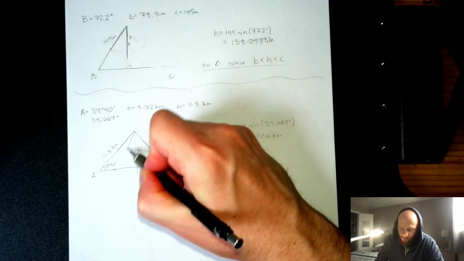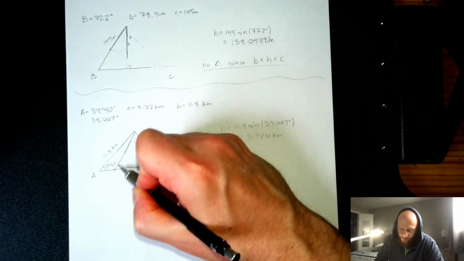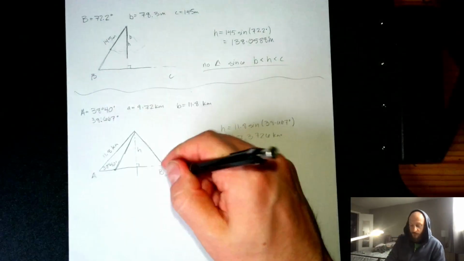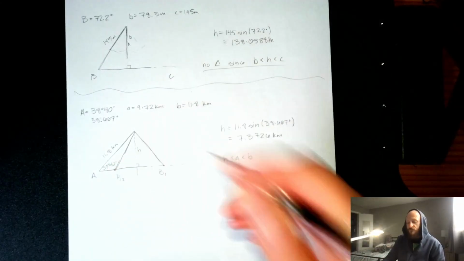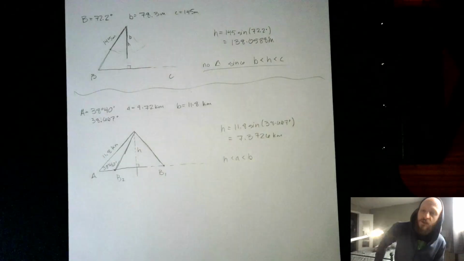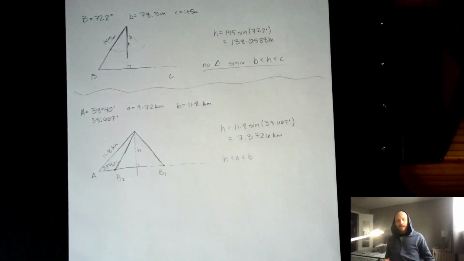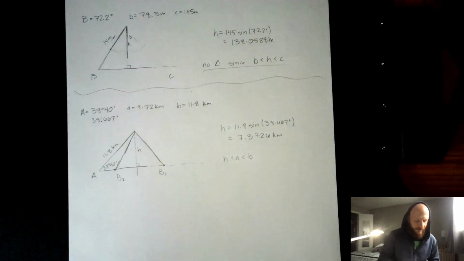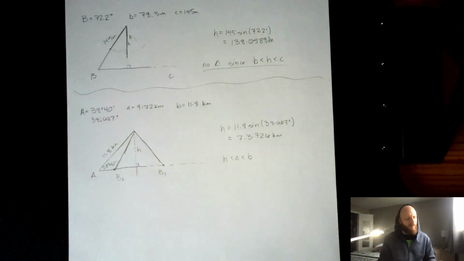There's the two triangles. So B1, B2. When I use the law of sines, it's going to give me B1. Another way to think about that is because when we use the law of sines to solve for B1, we're going to have to use the sine inverse.